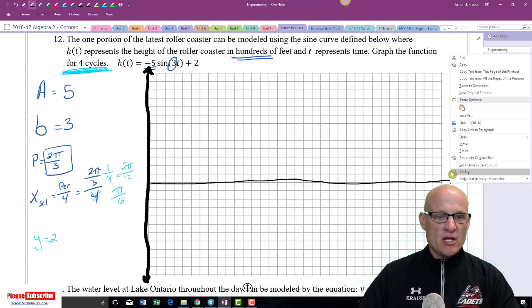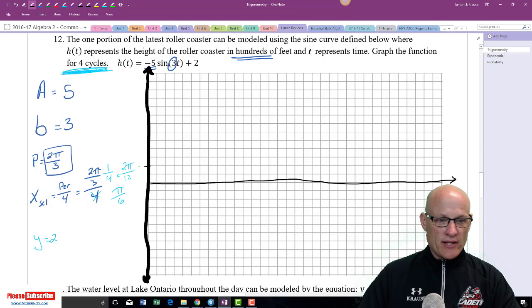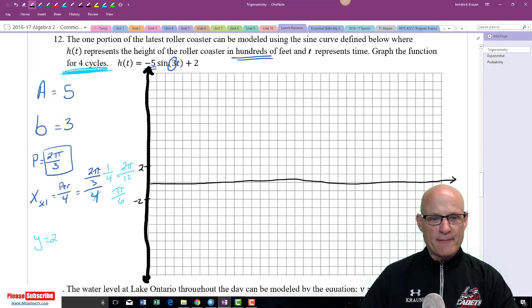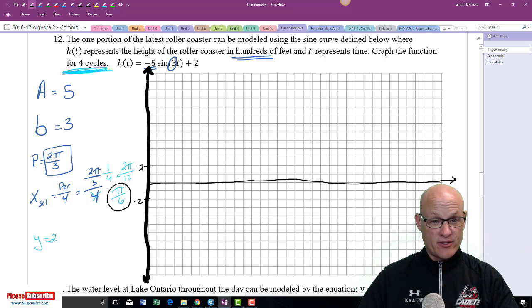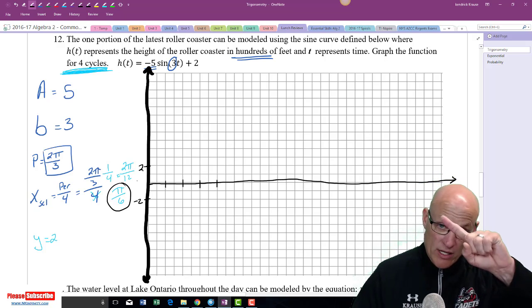All right, so Y scale. Get a Y scale on there. 2, -2. That's enough. I don't need any more than that. And then I'm going to put my X scale in, and I'm going to count by pi over 6s. And I'm only going for 4 of them, and I'll tell you why in another second. 1, 2, 3, 4. That's all I need to do in order to graph this curve for one cycle.